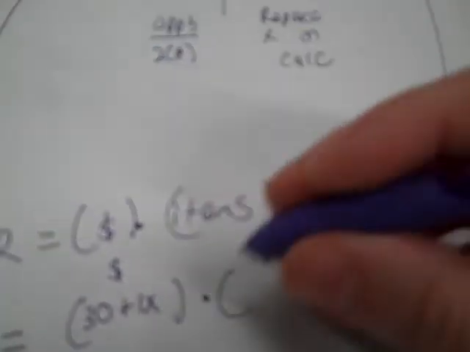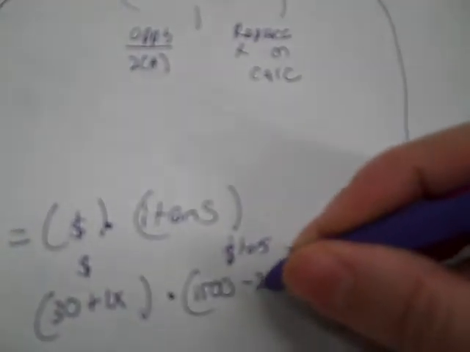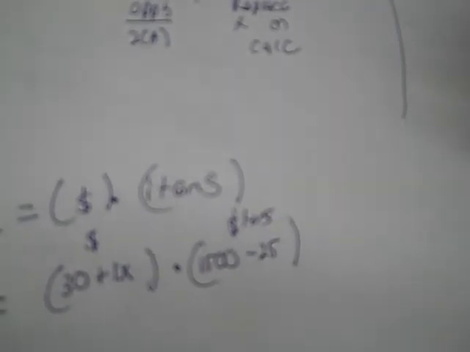Then I just put: when I did 30, I was selling to 1,500 customers. But every time I raise the price by $1, it decreases by 25, so minus 25. And I don't know how many 25s are going to be subtracted, so I need x on that.